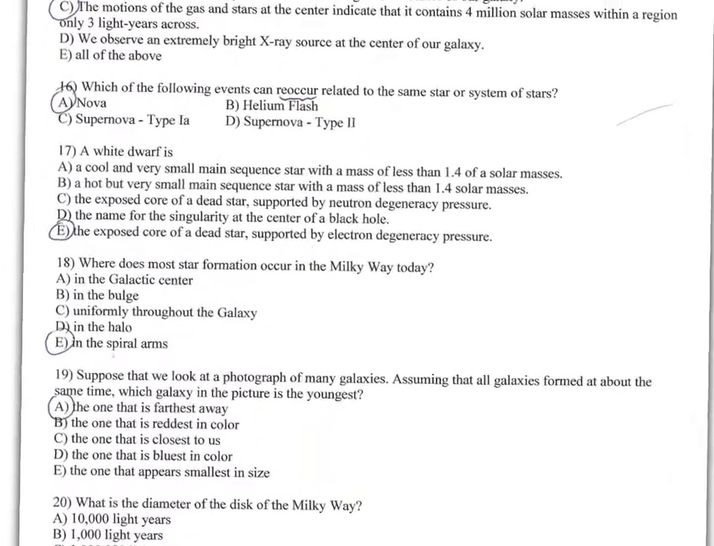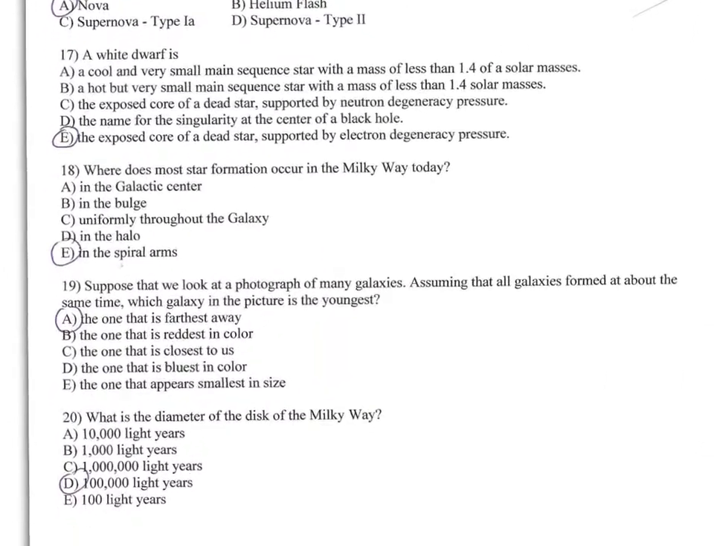Question 18, where does most of the star formation in our galaxy occur? The best answer there is in the spiral arms or the disk. Question 19, if you were to photograph many galaxies and assuming that those photos were all taken at the same time, which galaxy would look the youngest?